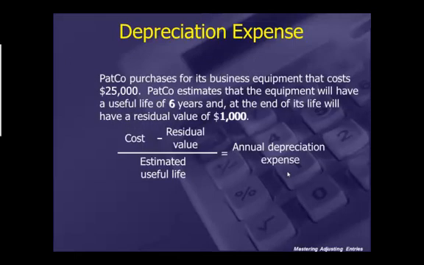Here we have Patco. It purchases business equipment that costs $25,000. Patco estimates that the equipment will have a useful life of 6 years, and at the end of the life will have a residual value of $1,000. So what we're going to do is substitute into this formula the amounts that we're given.